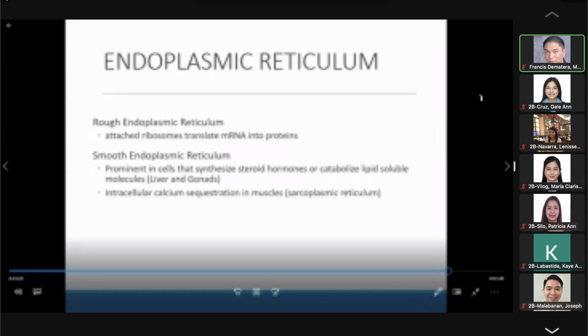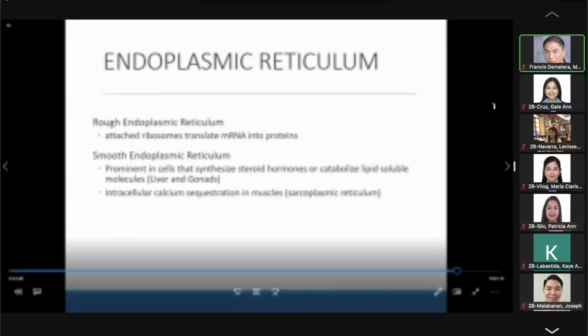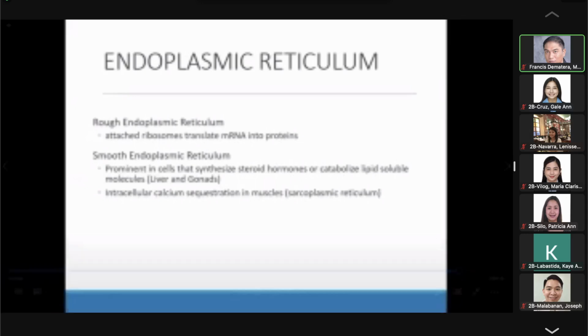So when the intracellular calcium is released in the cytosol, it can mediate responses to extracellular signals like apoptosis. In muscle cells, they have a specialized smooth endoplasmic reticulum, which is called the sarcoplasmic reticulum, which is responsible for calcium release and sequestration that regulate muscle contraction and relaxation.